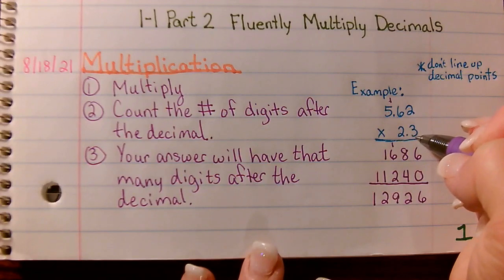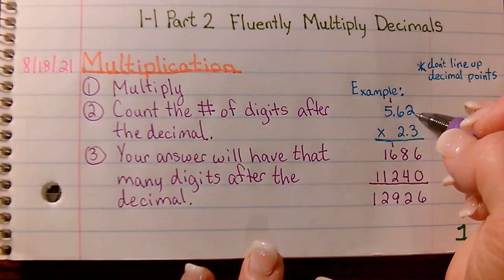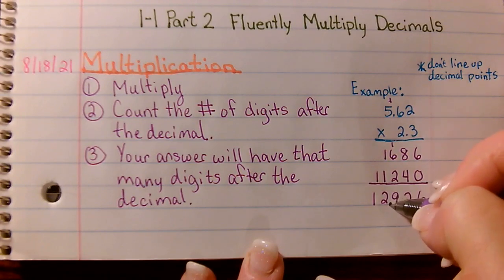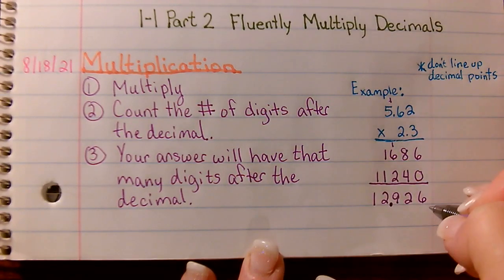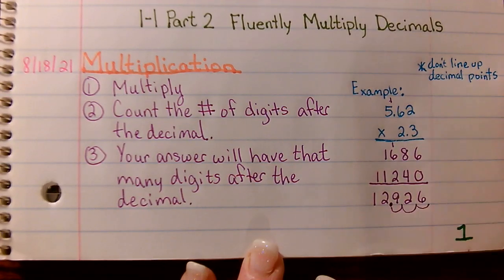Now let's go back up here. There's 1 digit past the decimal here, and there's 2 digits past the decimal here. That adds up to 3 digits that are past the decimal. So I count over 1, 2, 3, and my decimal point goes here. You notice I counted over from the right. 1, 2, 3.